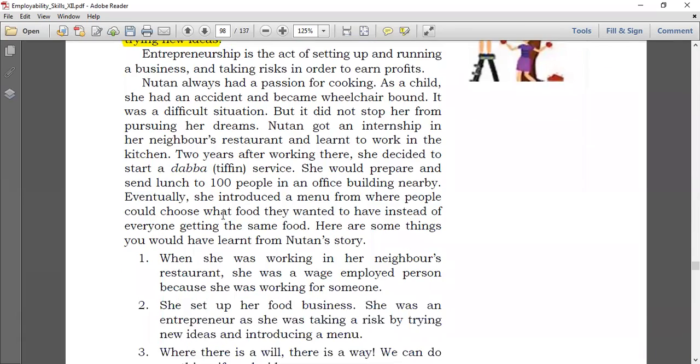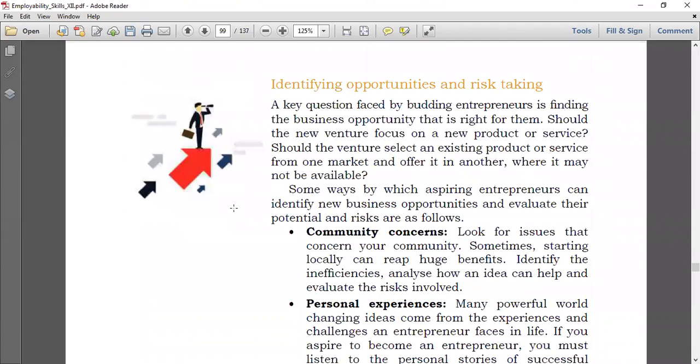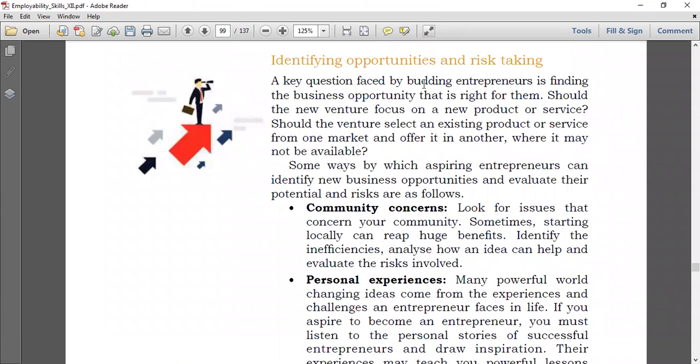Right? So certain stories and examples are given. You can just go through these. That is identifying the opportunities and risk taking.